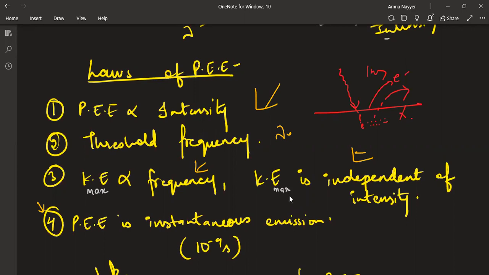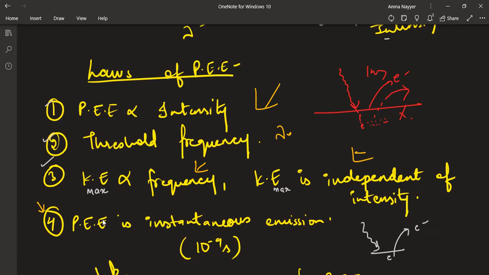Finally, this is a new point which we have not discussed. That is, instantaneous emission. Instantaneous emission means the time lag between the incidence of light radiation and the emission of photoelectrons is very small. Within 10 to the power minus 9 seconds, the light ray strikes the metal surface and the electrons get removed from the metal surface. So instantaneous emission can separately be asked to you, as laws of photoelectric effect.